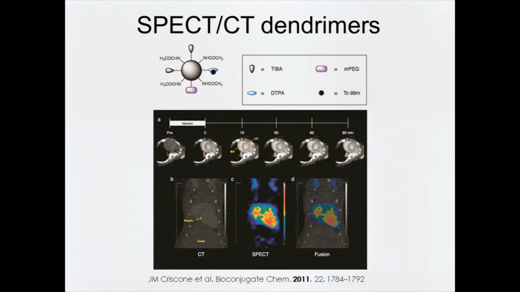They attached some triiodo-benzoic acid groups for CT contrast, and also technetium-99 for SPECT contrast. And you can see here the contrast in the heart of the animal post-injection in CT. And this is SPECT CT, and actually you can see the contrast in the heart in this image also, but you can see the SPECT contrast localized here.